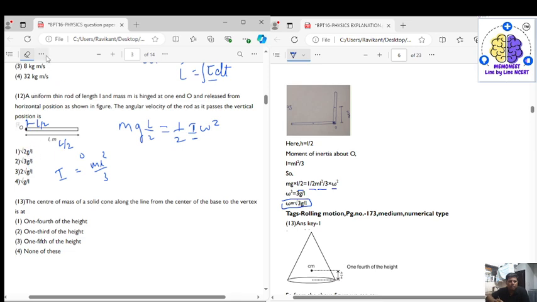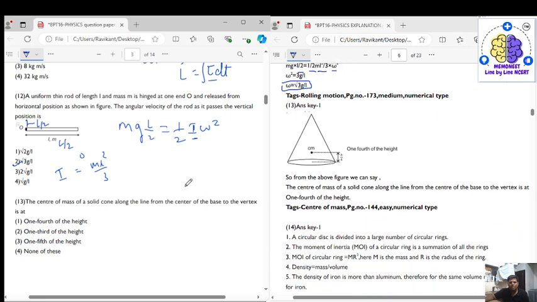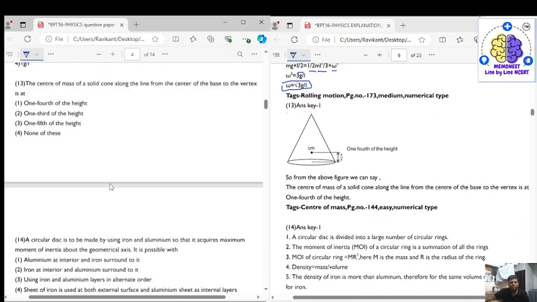Under root 3g by L is option 2. So the correct answer for your question number 12 is option 2, right? Correct answer is option 2.